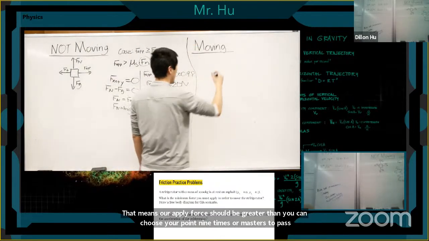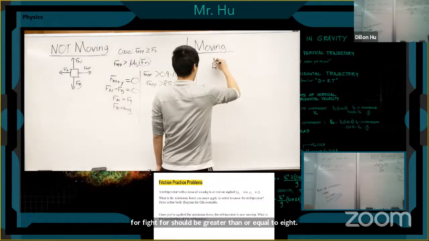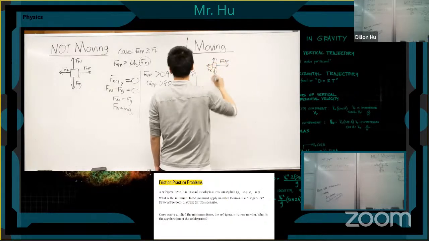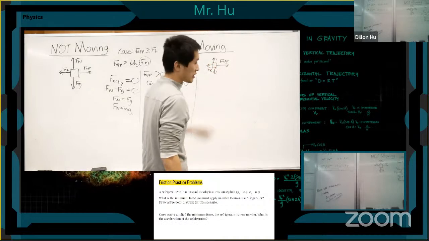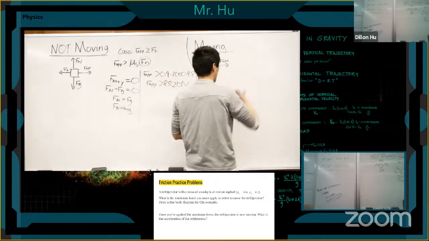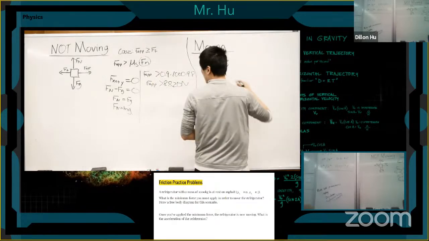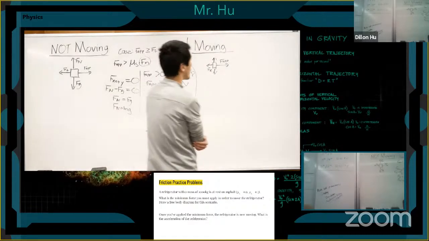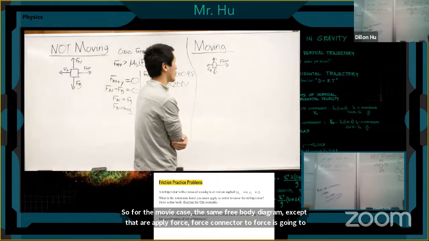So for the moving case, it's the same free body diagram, except that our applied force is going to be bigger than our kinetic friction force. So our kinetic friction force is going to be smaller than our static friction force. In this case, we're applying a force of 8,820. That is not our net force. We don't actually know what our net force is, so we need to figure that out.